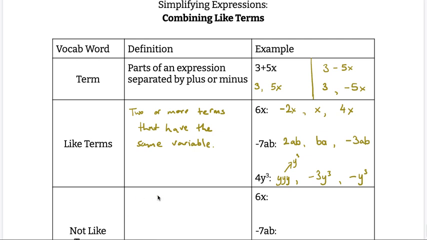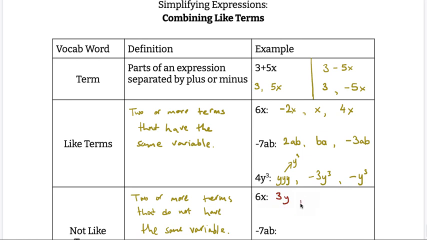Now, not like terms, or unlike terms, of course, are the opposite. So two or more terms that do not have the same variables. So we can put basically anything that is not just an x on its own here. Something along the lines of, I don't know, 3y. Obviously, they don't share the same variable.